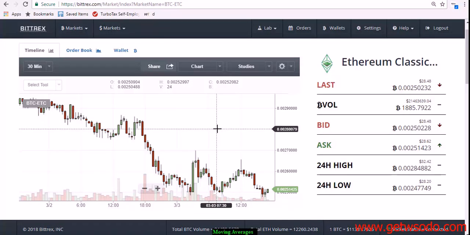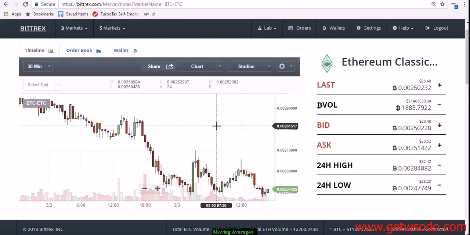Moving averages, there's many different types. There's two types we're going to focus on. You've got your SMA, which stands for Simple Moving Average, and you've got your EMA, which stands for Exponential Moving Average. Just for simplicity purposes, I'm going to be showing it in the Bittrex exchange right now.